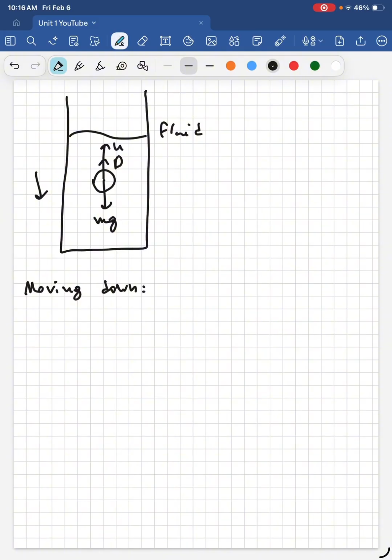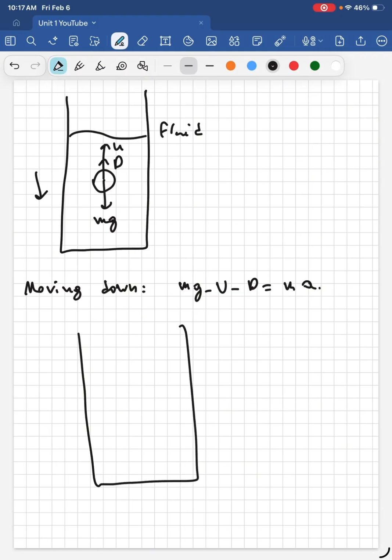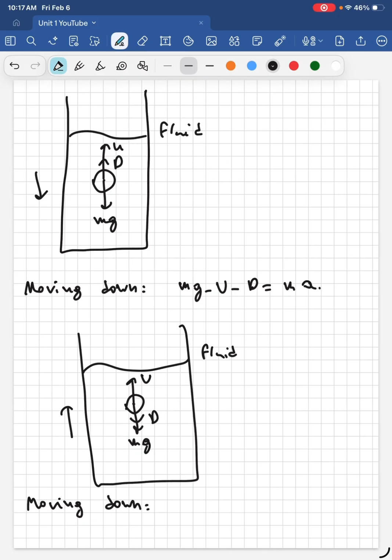we have to write mg minus upthrust minus drag equals ma. And if we are moving up, so this is the fluid, and for some reason this sphere moves up, it will experience its upthrust, the weight, and now the drag force will be down because it resists the motion pretty much. Okay, so moving up, we will have upthrust minus drag minus mg equals ma.